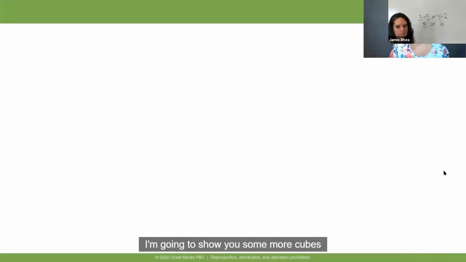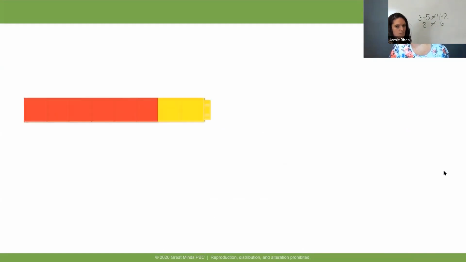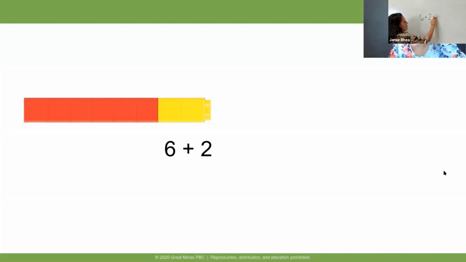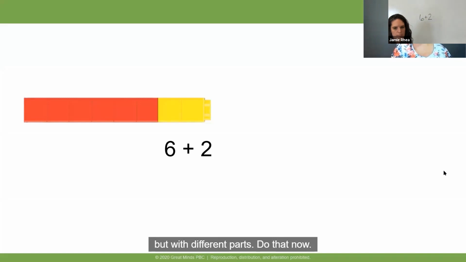I'm going to show you some more cubes, and you write the expression that matches on your whiteboard. Okay, let's write that one down. How many red do I have? 6. How many yellow cubes did I have? 2. What expression did you write? 6 plus 2.